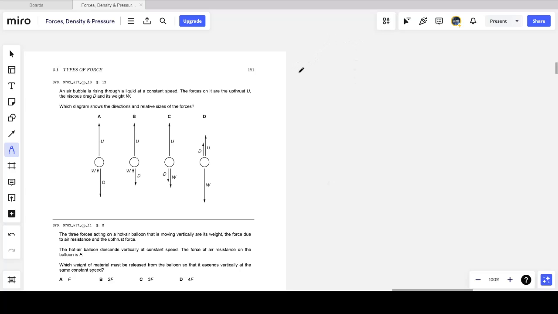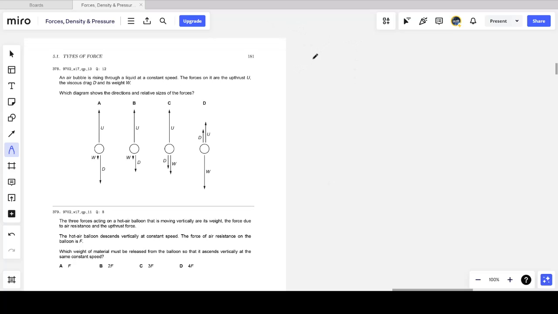Now, the first thing we need to hone in on is the fact that the air bubble is moving at constant speed. So there's a constant velocity. It's moving just upward at constant speed. And so if we have constant velocity, what this means is that all the forces acting upward must balance all the forces acting downward. Since we're moving upward, the upthrust obviously always acts upward, but the drag is going to act downward, just like the weight. So the upthrust must equal the weight downward and the drag downward.